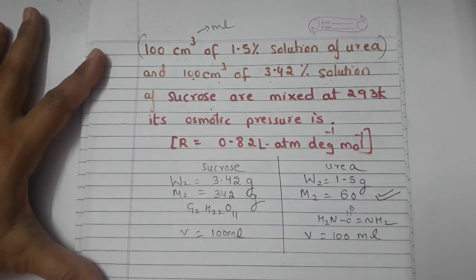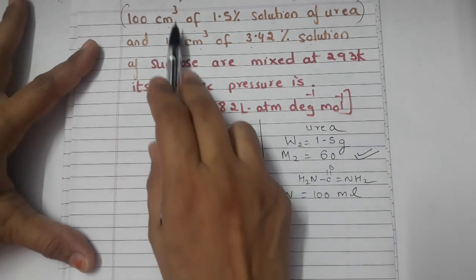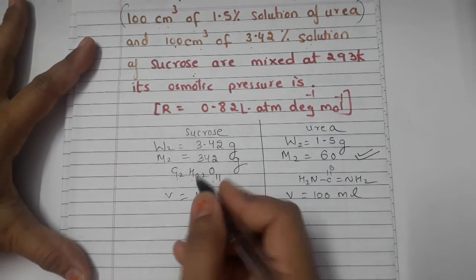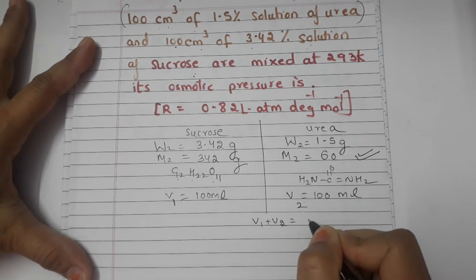It is C12H22O11. When you substitute the values of their atomic masses, you will get the value 342. Now what is the question? So these two solutions, V1 and V2, are mixing.